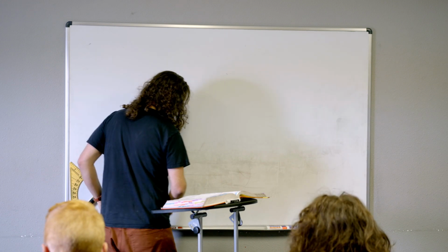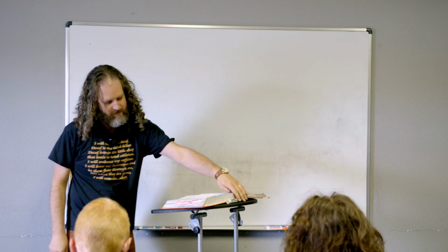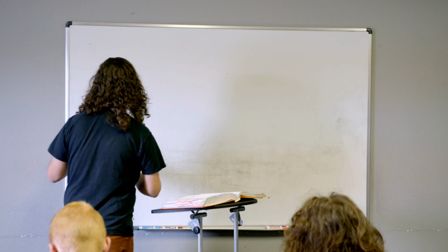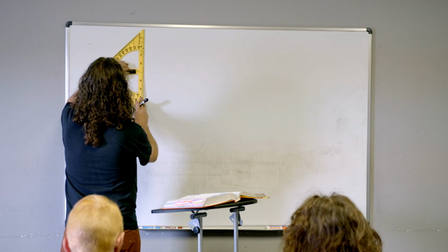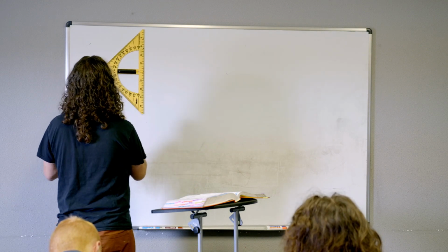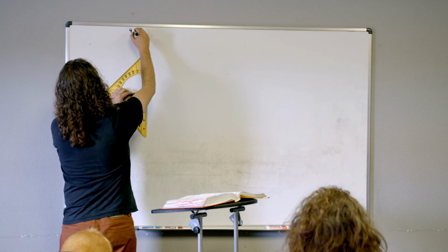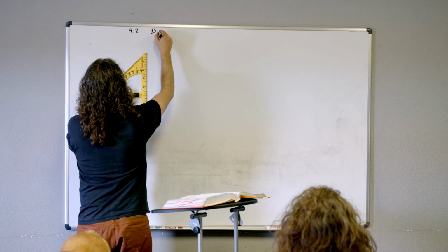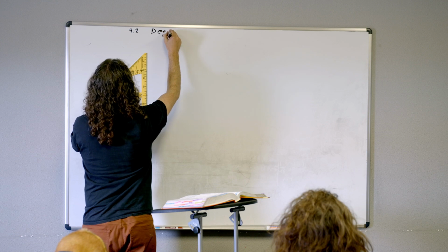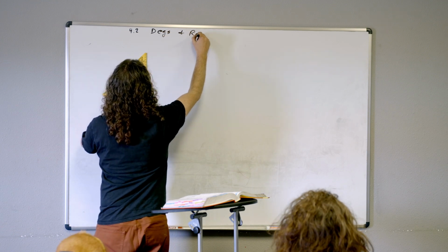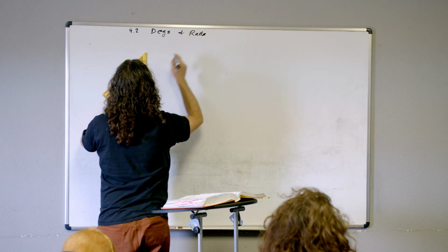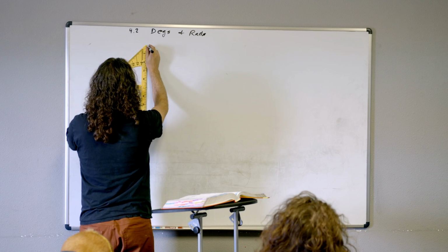Okay, so we start here. Where is my marker? We start with this. It's lesson 4.2, degrees and radians. And we start here.